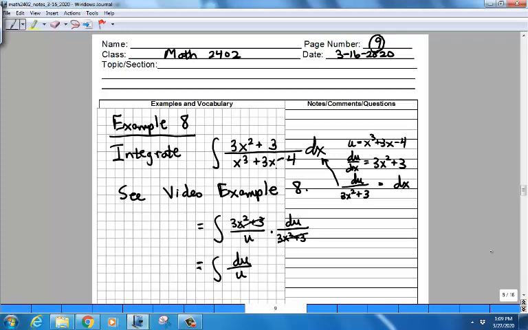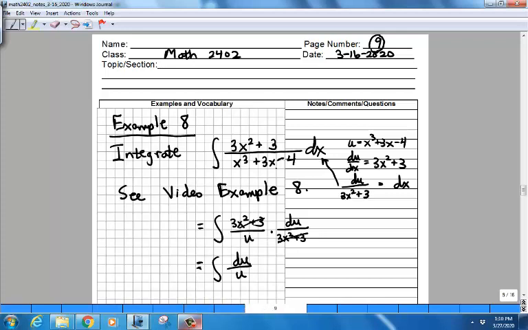Just with straightforward substitution. So now that we've learned these more sophisticated integration techniques, don't lose sight of just plain old integration by substitution, okay? Sometimes that's enough to allow you to do an integral.